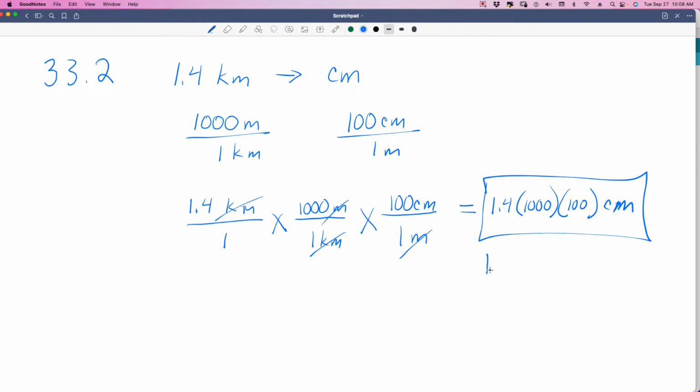So we have 1.4, right? 1, 2, 3, 4, 5 zeros. So we're moving the decimal place 5 times. So 1, 2, 3, 4, 5. And then we put our comma in. So we have 140,000 centimeters.